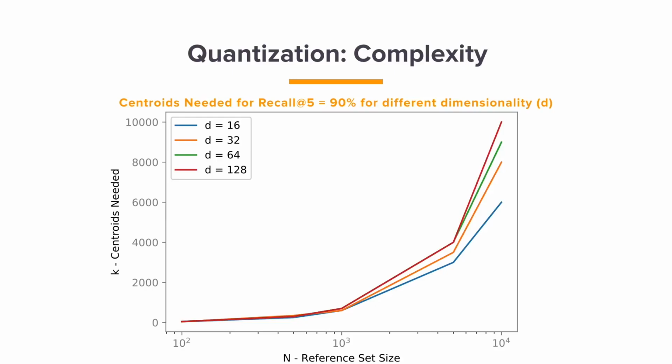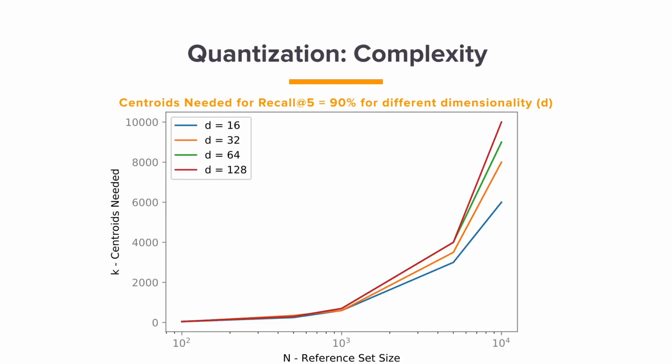So here I show on the left how many centroids I would need to get a recall at 5 of 90%. That means 9 out of 10 times the top 5 have the true closest neighbor, right? And I did this for a few different dimensionalities. And on the bottom, I show the size of the reference set. So at 10,000 images, if my dimensionality is only 16 floats, I need 5,000 centroids for this to work. That's half the size of the data set. At dimensionality 128, I need 10,000. Like, I haven't saved any work, right? But you might be saying, come on. Like, half of it's still good. These are big numbers, right?